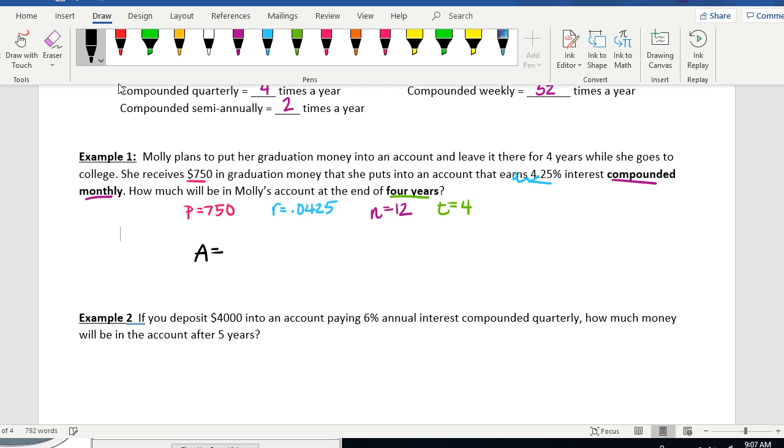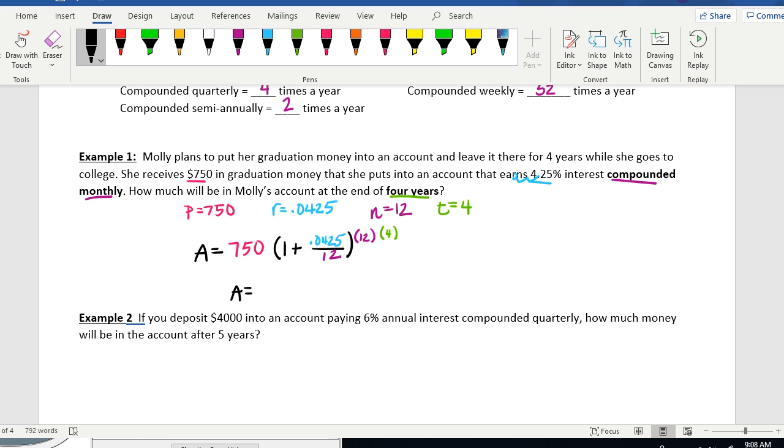So I'm going to plug this into my formula. So I'm going to have A equals my P, my principal is 750 times 1 plus, which is always the same. My rate goes on top, so 0.0425 over my N, which is 12, in my parentheses, and we're going to raise that to the N, which is 12, times my T, which is 4. And then from here, all you're going to do is plug it into the calculator.